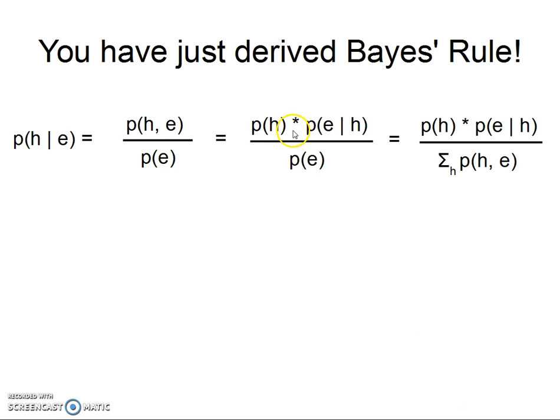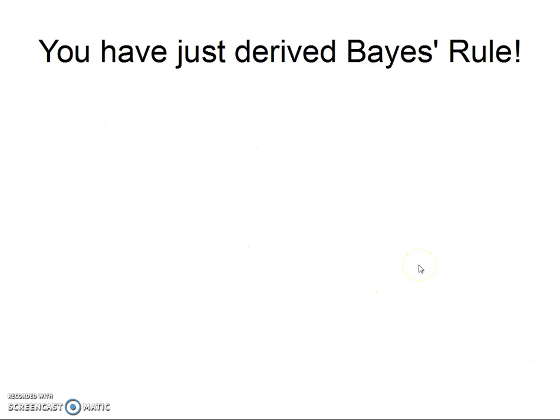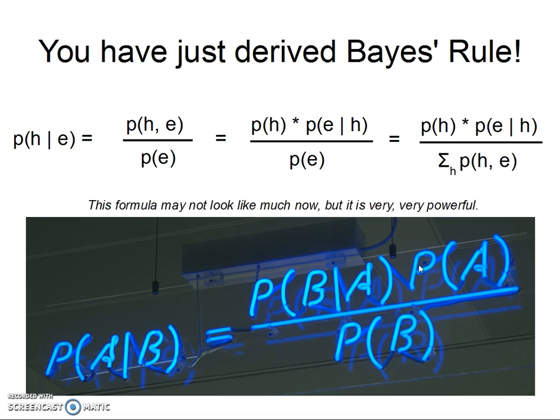Does that make sense? So this right here allows you to go from these three to this one. And boom! Bayes' rule. Very important. It may not look like anything astounding at the moment, but I assure you it's extremely important.